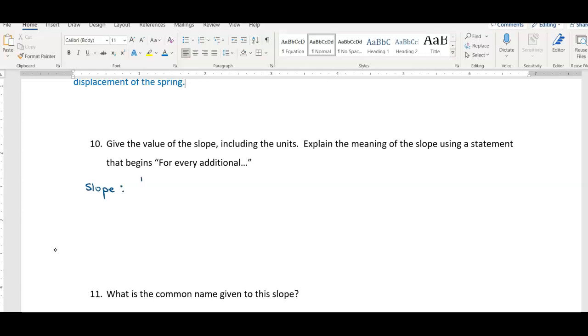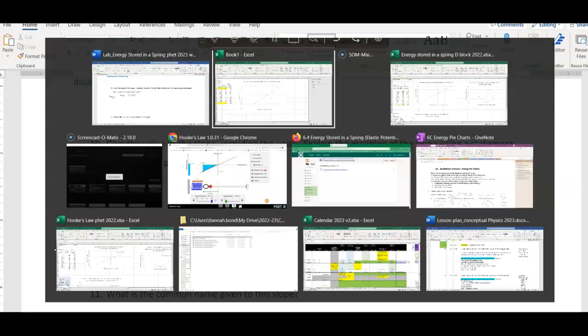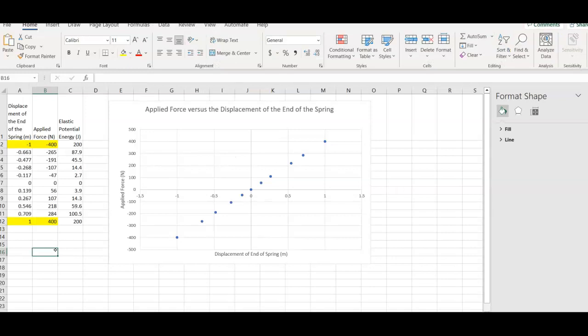And so I have 400 minus negative 400. And this is from the second column where the units are in, let's go look at it again, are in newtons.